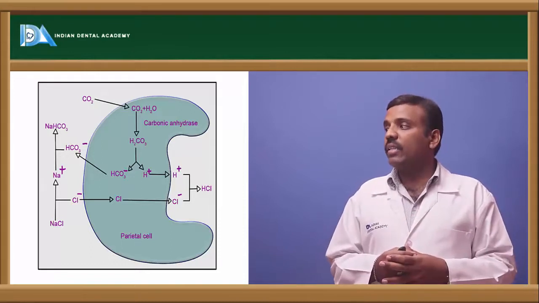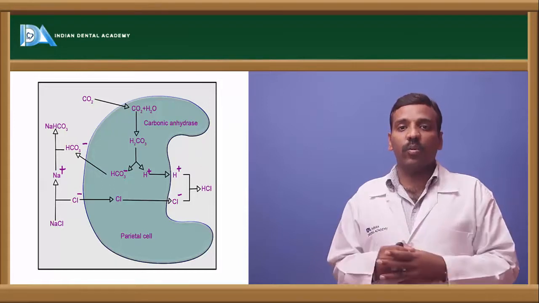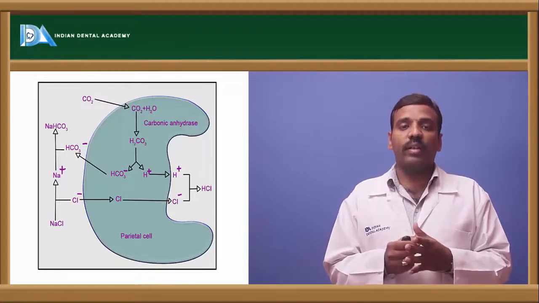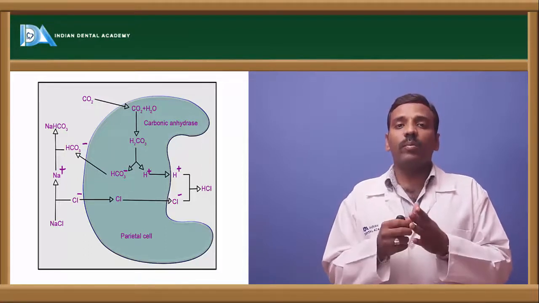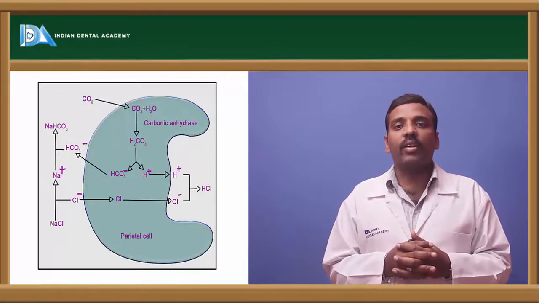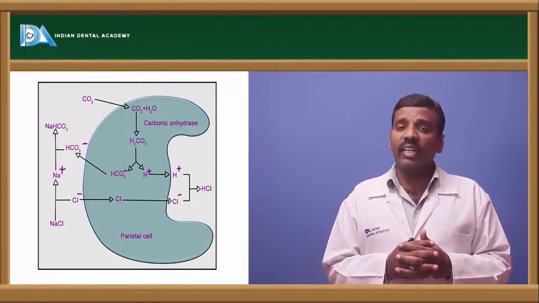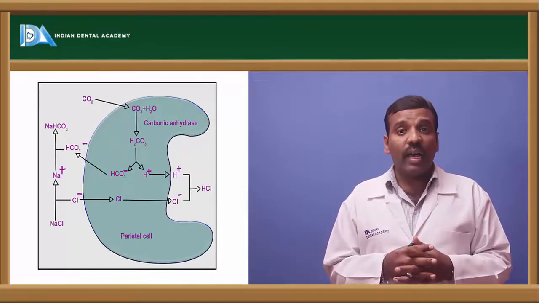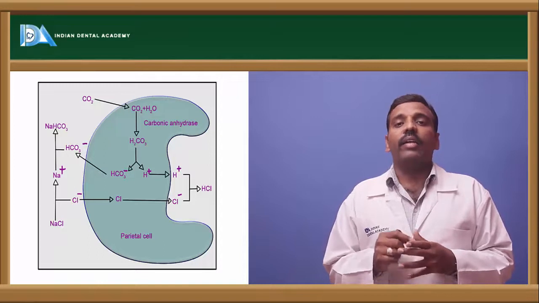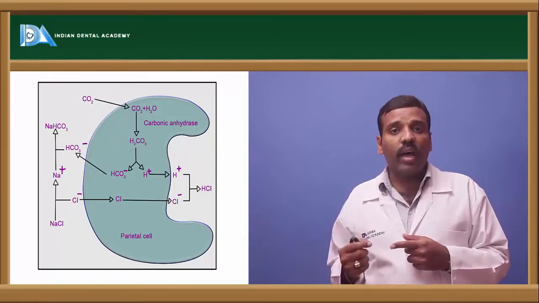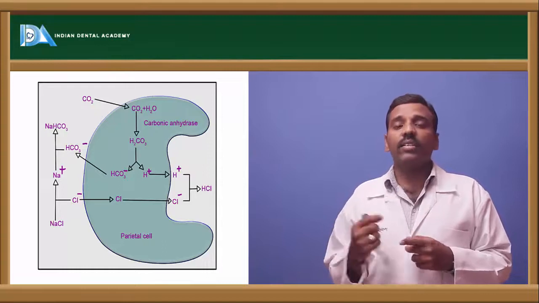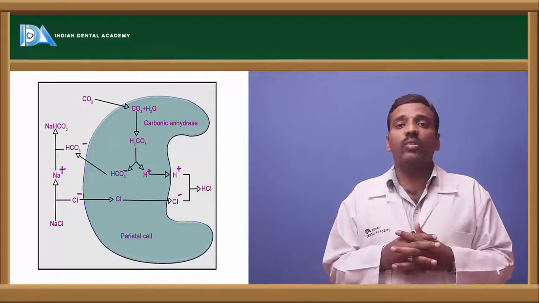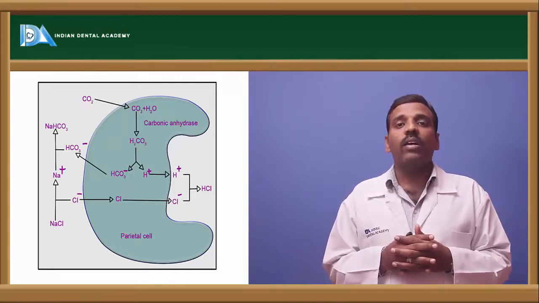Okay, this H plus ion enters into the lumen. Next is sodium chloride, which is present in the stream. That sodium chloride divides into sodium ion and chloride ion. This chloride ion directly enters into the lumen of the parietal cell, where the H plus ion is already present.